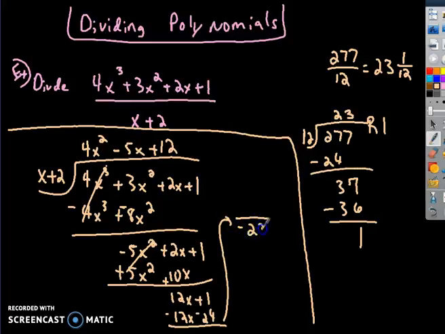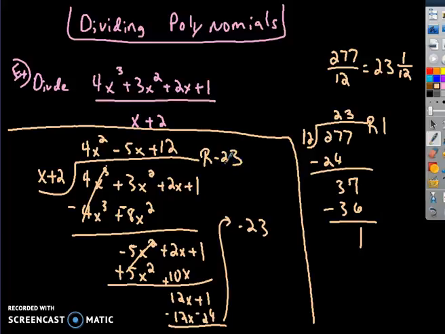It's negative 23. I don't need that line. It's negative 23. And x can't go into negative 23 because it doesn't have x to go by. So that means this is my remainder.